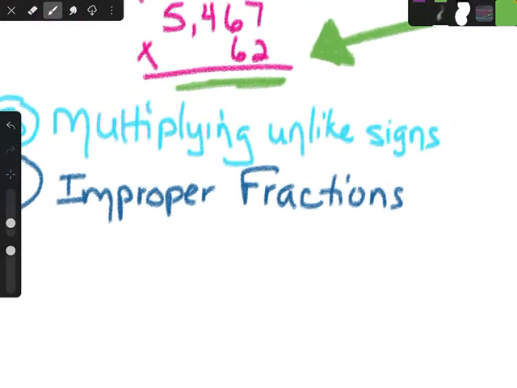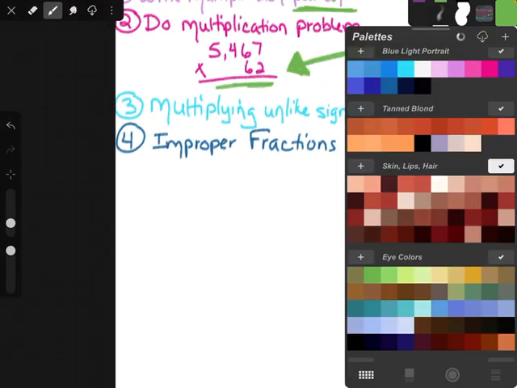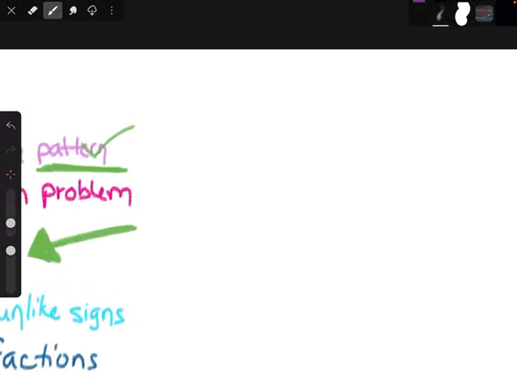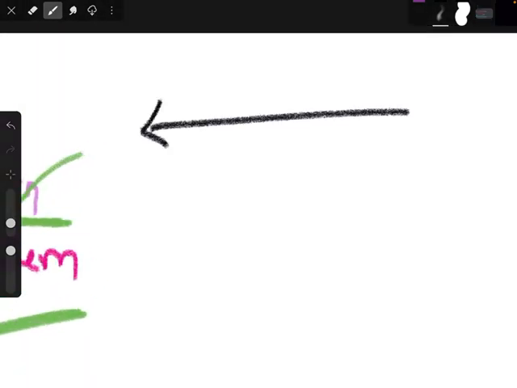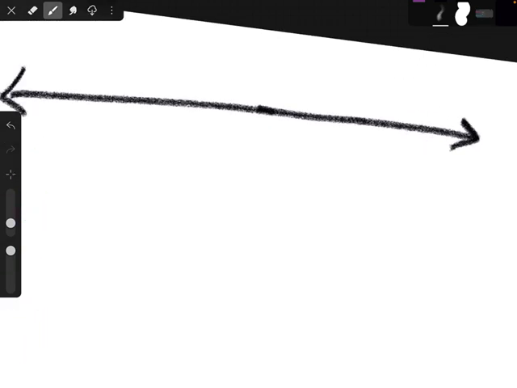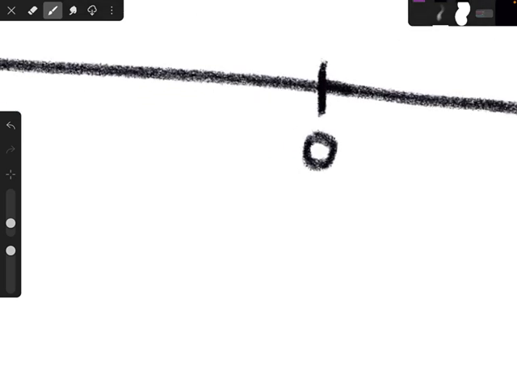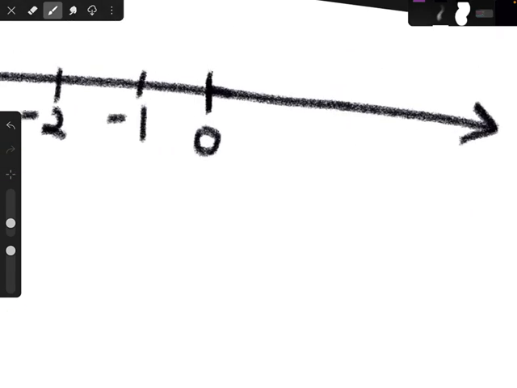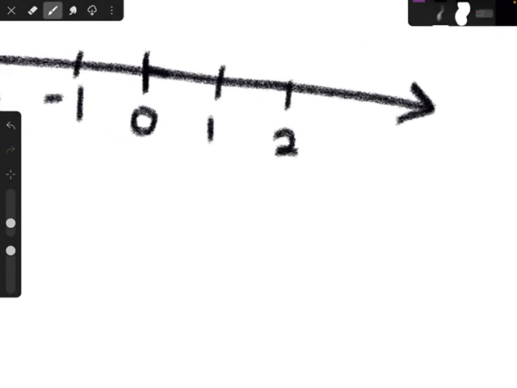All right, so I'm assuming that you got this part done now. And we talked about multiplying unlike signs. Remember what that was like? It was kind of interesting, because, let me make a little number line here. Number lines are awesome. All right, let's say this looks like a 0, and this would be -1, -2, -3, and this would be 1, 2, 3.